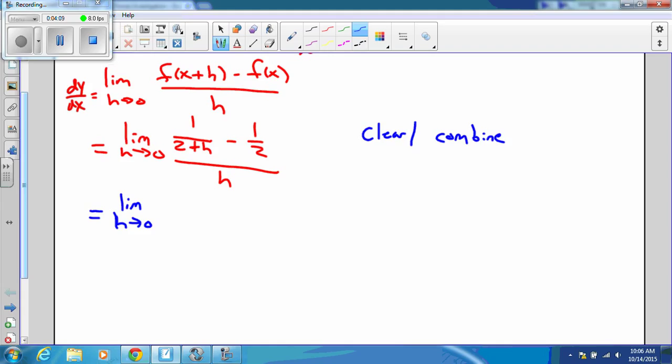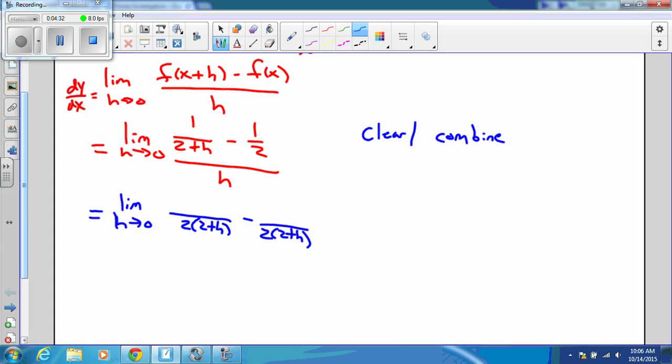To combine the fractions, I need a common denominator, so let's identify. What are the factors in my two fractions here? 2 plus h is a factor, and 2 is a factor. Therefore, my common denominator is going to be 2 times 2 plus h. So I can write that common denominator.